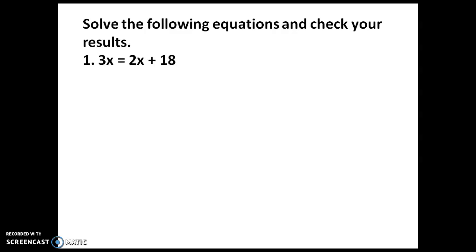In this exercise we have questions with x on both the LHS and the RHS. On both sides of the equation x is there. So in this situation we have to solve, that is, find x, and we have to check our result whether it is correct or not.